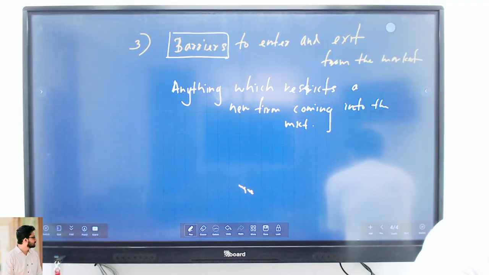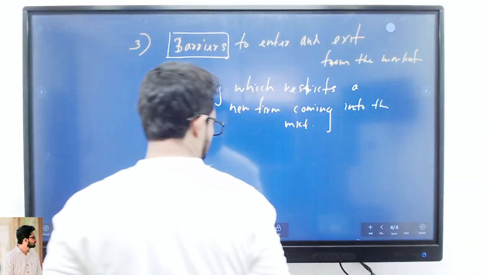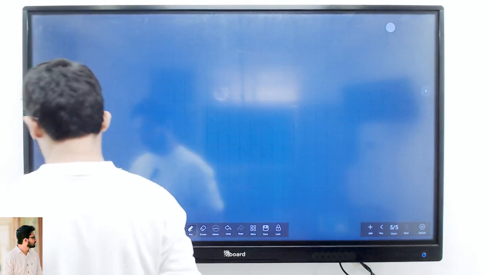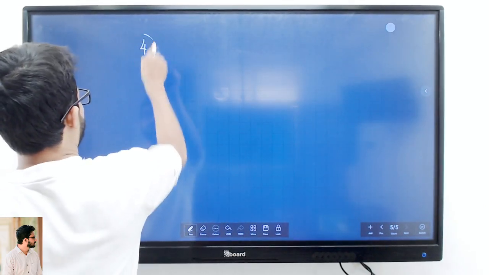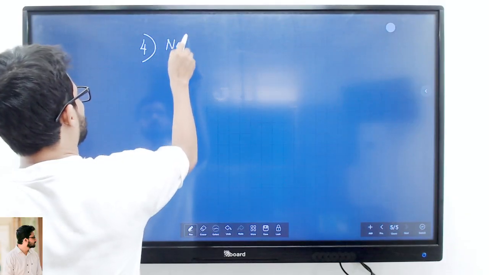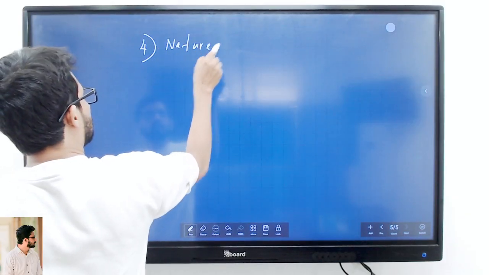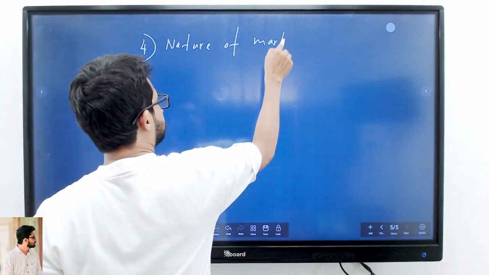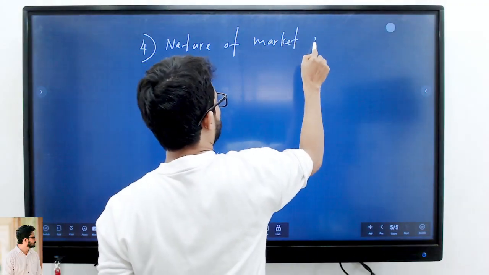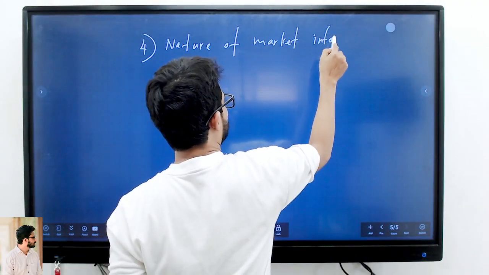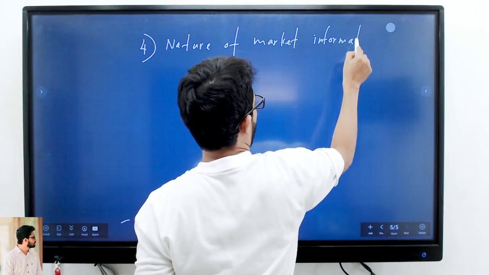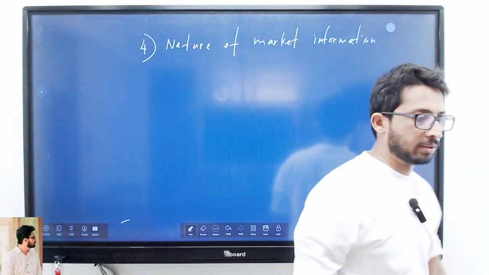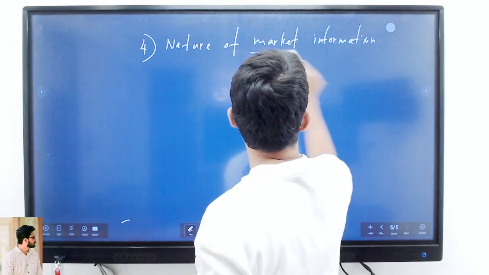Yes, sir. Clear. Fourth one, write down. Fourth main point, the fourth dimension is nature of market information. Nature of market information. Tell me, why do we need market information?